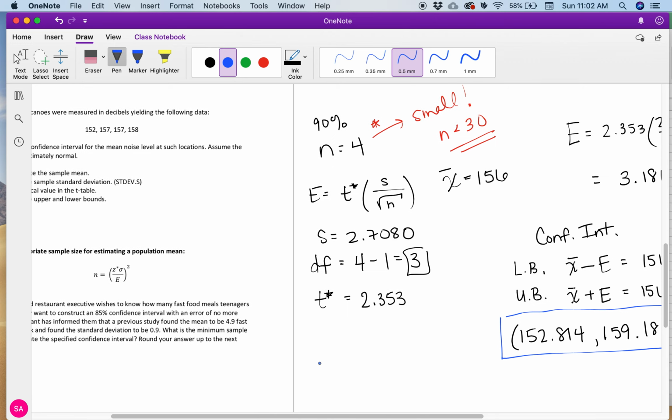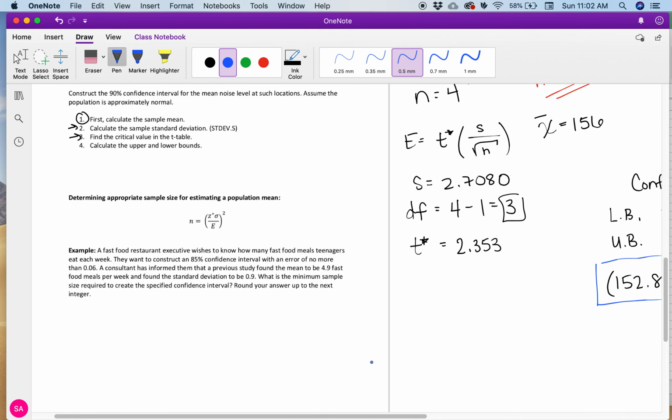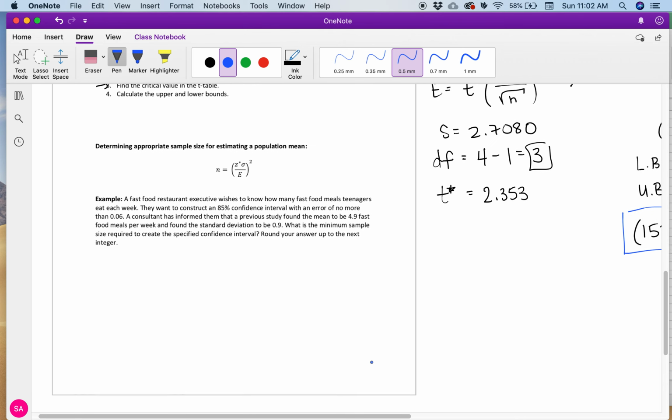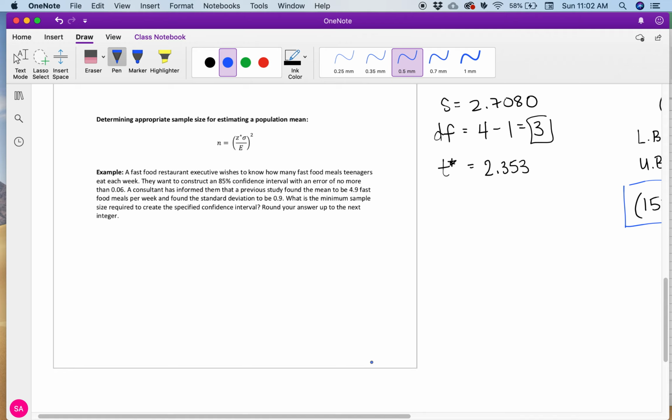All right, we have one more problem to do. This is a little bit different from building a confidence interval. We're not going to be building a confidence interval. We're going to be working backwards. Given a bunch of information, can we figure out the appropriate sample size we need to estimate a population mean?